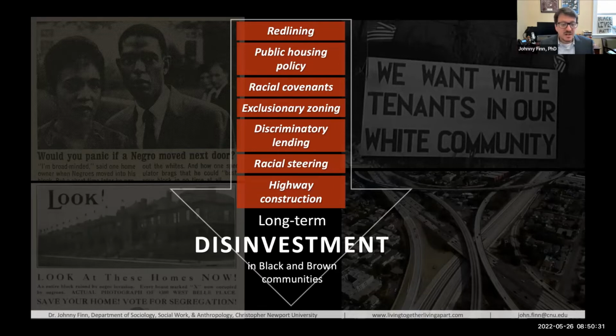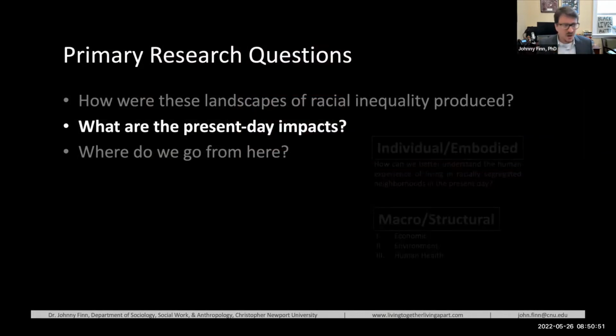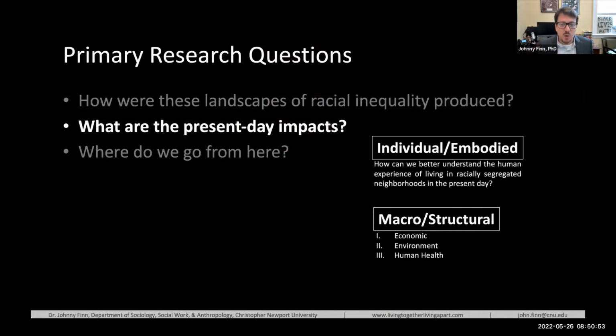And so this right here, what you're seeing on this screen right now, is the causal driving forces that help explain those scatter plots at the beginning of the talk. Now, if we want to move from history to the present day, we have to think about, okay, so what are the impacts in the present day?